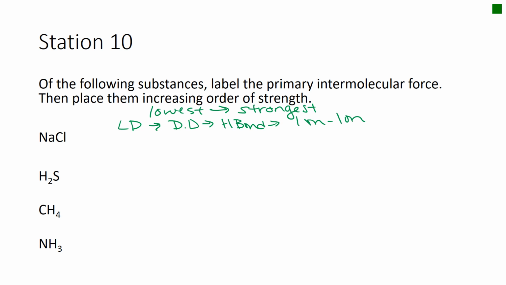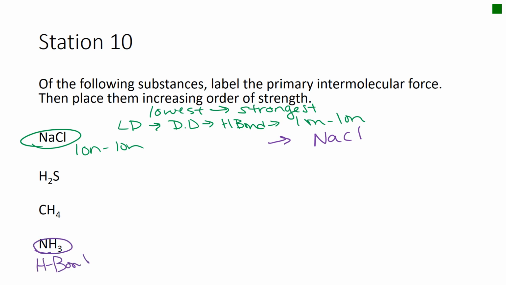Ion-ion will start with a metal and a nonmetal, so that's going to be that one. So I've got my ion-ion, which I know is going to be right here. So I'm going to write NaCl. Now I'm going to look for a hydrogen bond. This is kind of easy because there's only two elements, so I know that they're all going to be interconnected. What is a hydrogen bond? Hydrogen connected to an F, O, or N. The only one that has an F or N is NH3, so I know that this is going to be my hydrogen bond. So I'm going to write NH3.